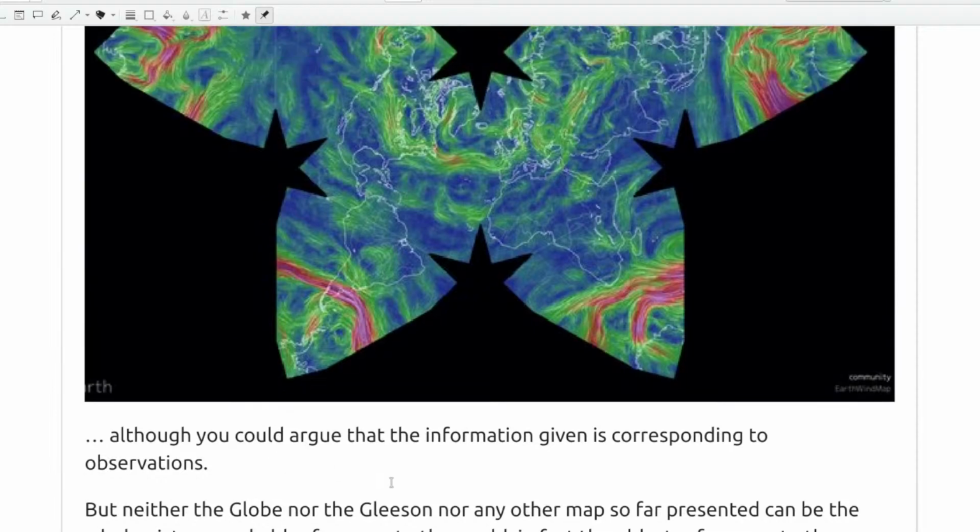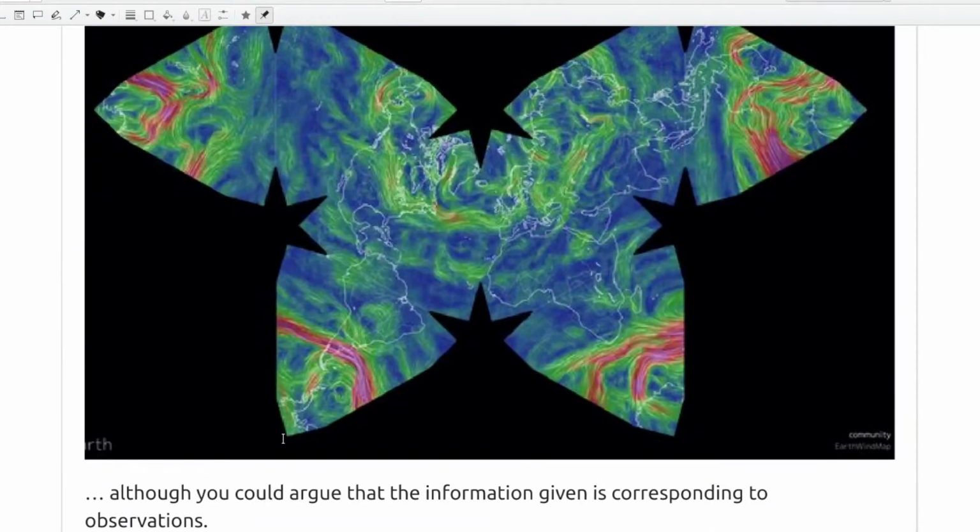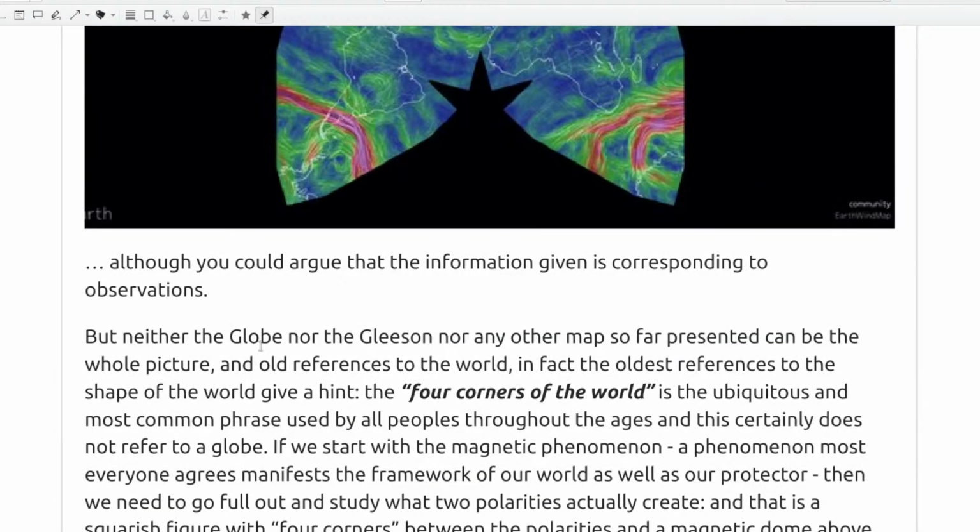Although you could argue that the information given corresponds to observations. But neither the globe nor the Gleason nor any other map so far presented can be the whole picture, and old references to the world, in fact the oldest references to the shape of the world, give a hint. The four corners of the world. It is the ubiquitous and most common phrase used by all peoples throughout the ages, and this certainly does not refer to a globe.